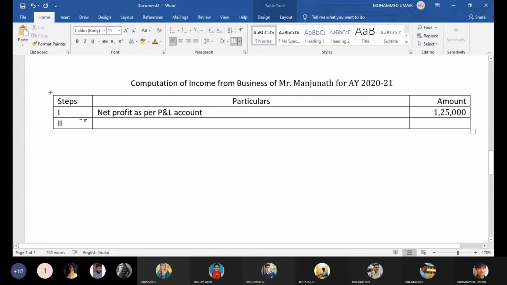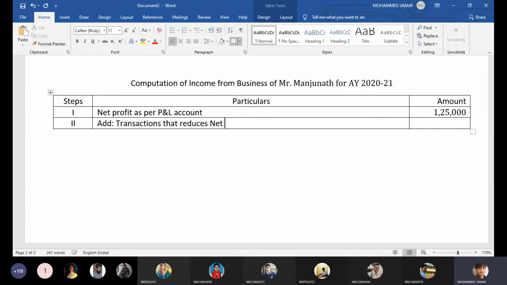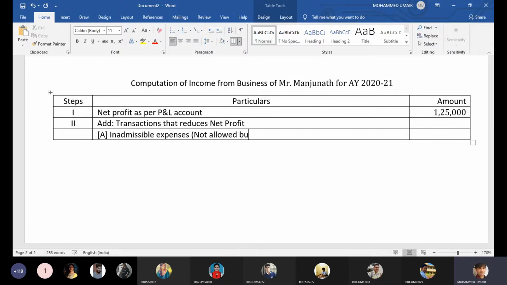Step 2. Add transactions that reduce net profit. So under this, the first item is inadmissible expenses. These are expenses which are not related to business, not allowed by the income tax department, but debited to the P&L account.